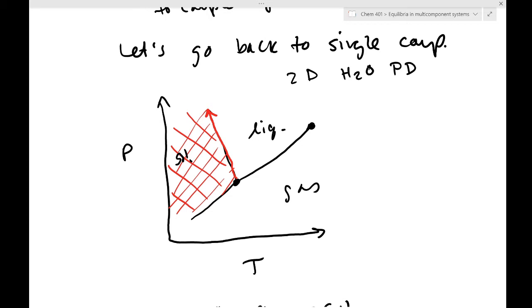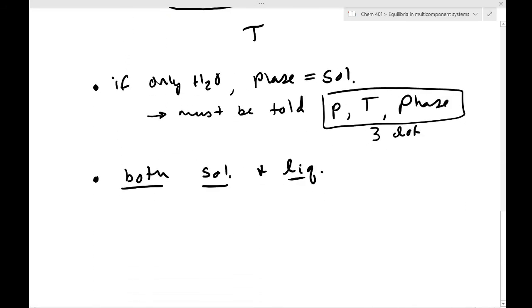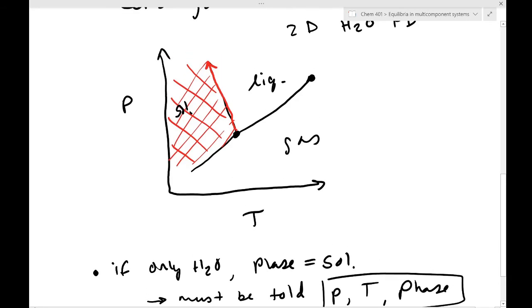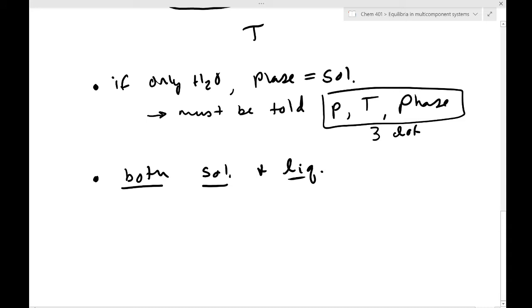So if we're on this line, that means that we have 2 phases, right? So we have both a solid and a liquid. And if you can see this, you only have to now define either the pressure or the temperature. Since you're on this line somewhere, if you just make one of those variables match up correctly, then you've completely defined the system. So you need either P or T. You don't need them both, right?